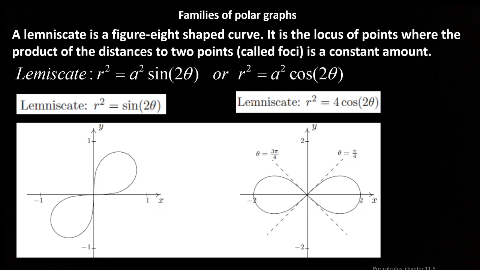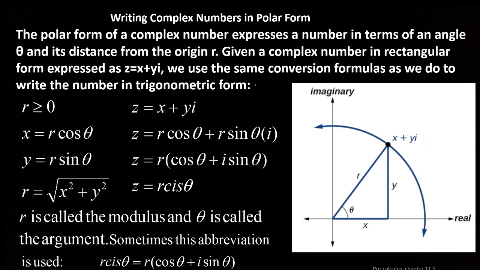So for r squared equals a squared sine 2 theta, and r squared equals a squared cosine 2 theta, these are called lemniscates. All right, so now the last thing I want to do is represent complex numbers using these polar coordinates.